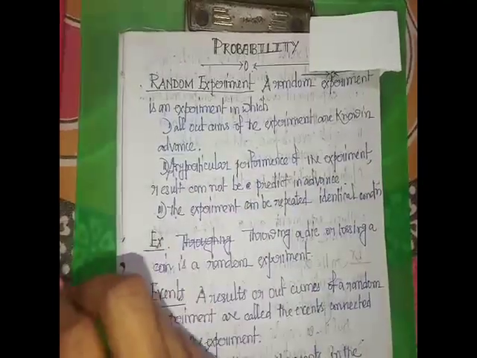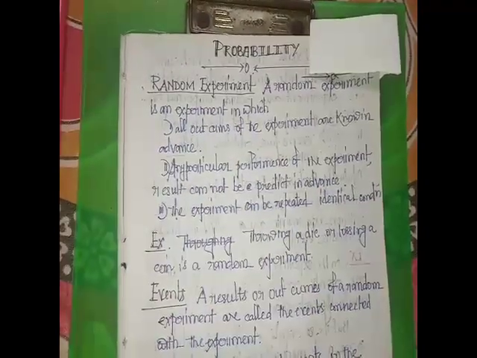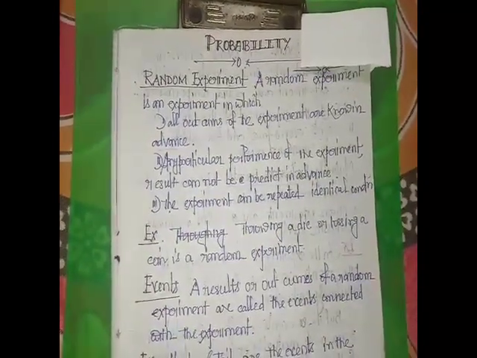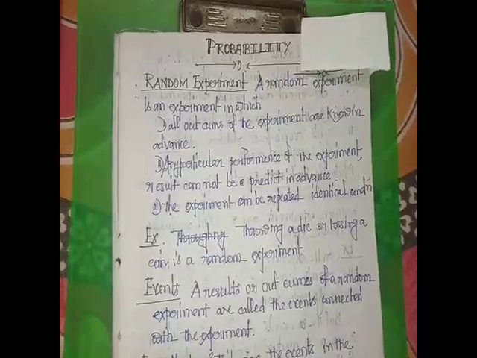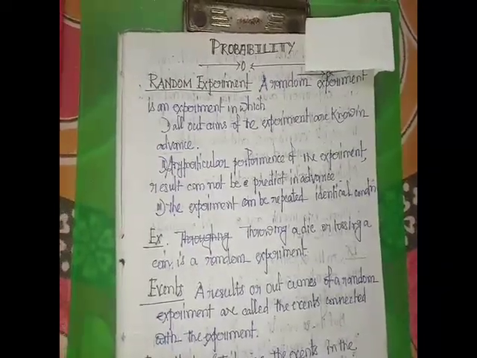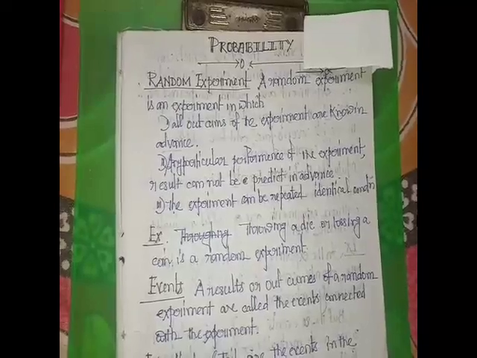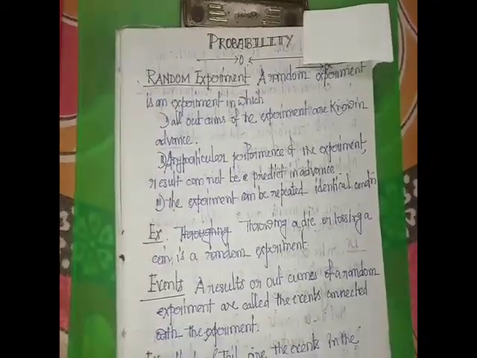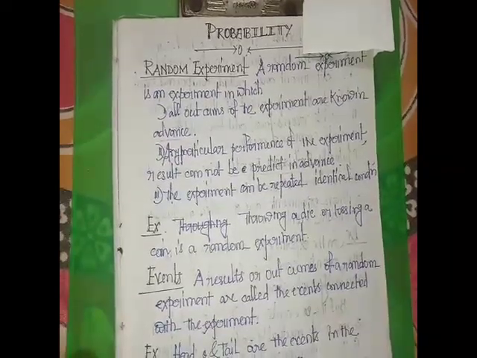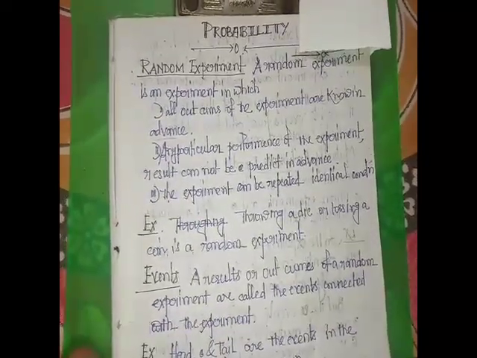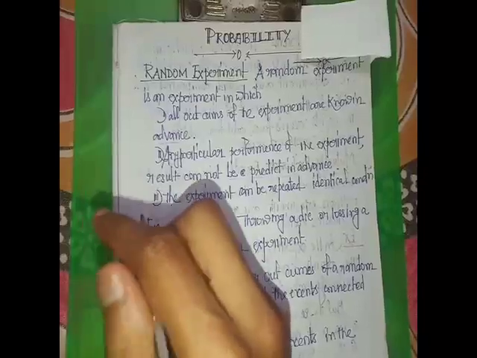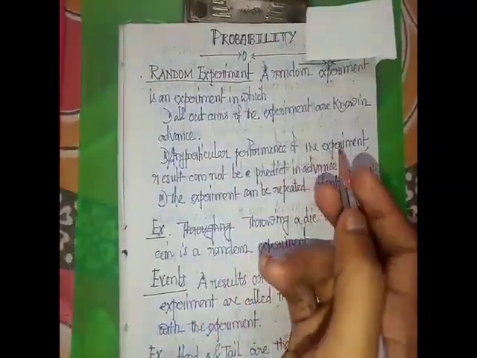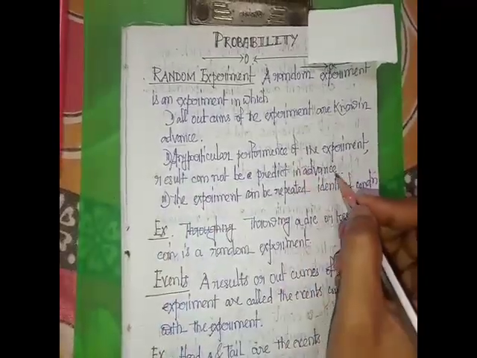For example, if we toss a coin, then there are two possible outcomes. First one is head, second one is tail. But we cannot predict the actual result before tossing the coin. And if we toss a coin two times, then it may occur two times head, or two times tail. Okay, identical conditions.